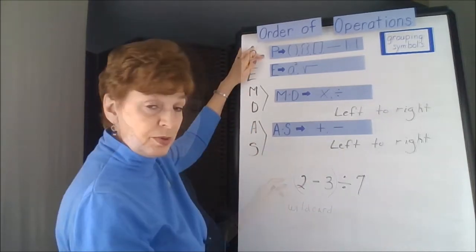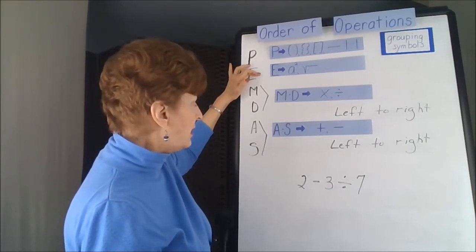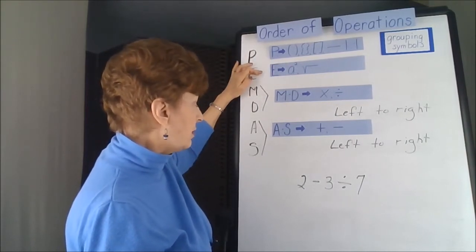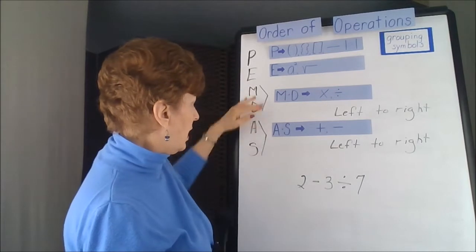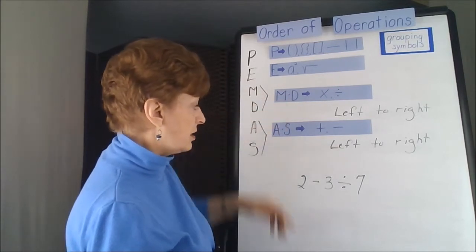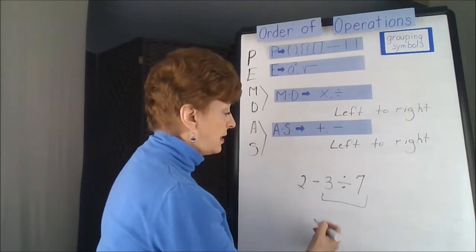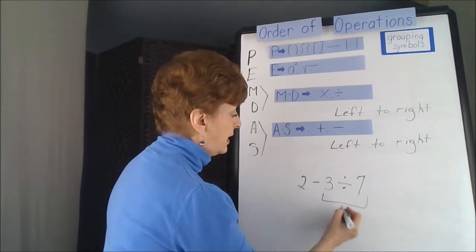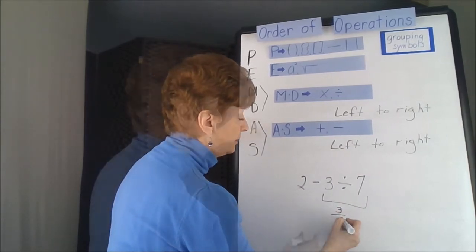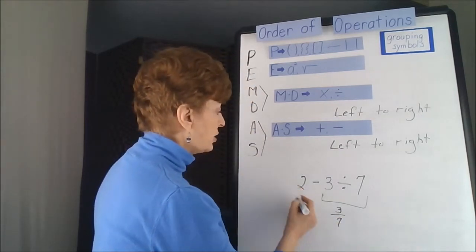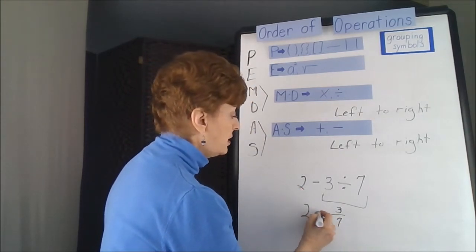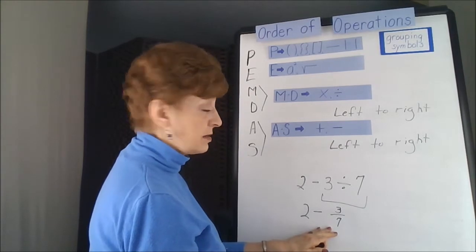Okay, do I have any parentheses? No. Are there any roots or exponents? No. Is there any multiplication or division? Oh, yes, there is, right here. So this part is done first. In this case, we would have 3/7. Then you would do any of your addition and subtraction. So this would be 2 take away 3/7.